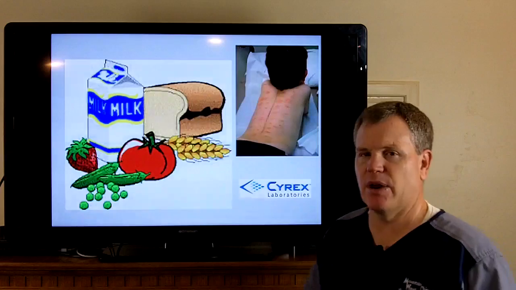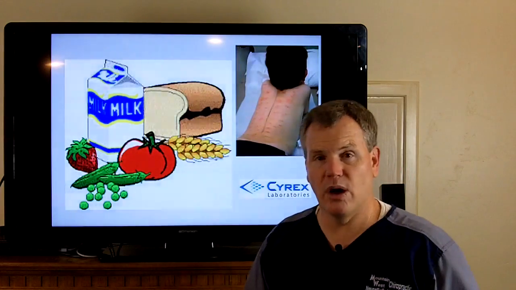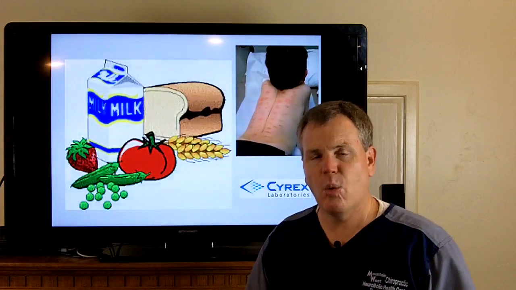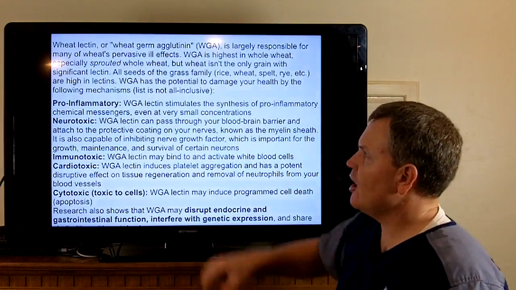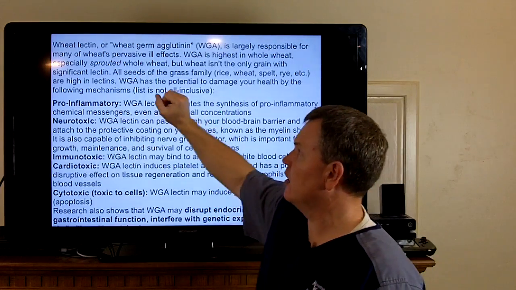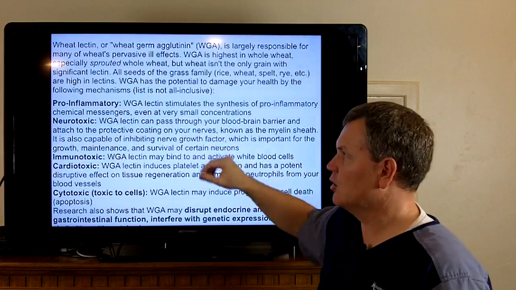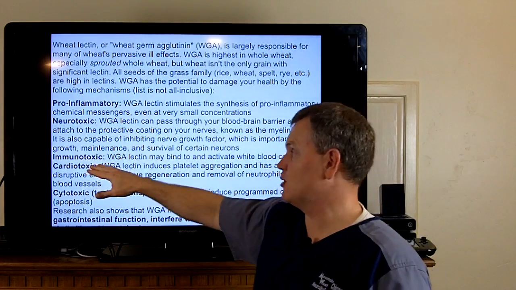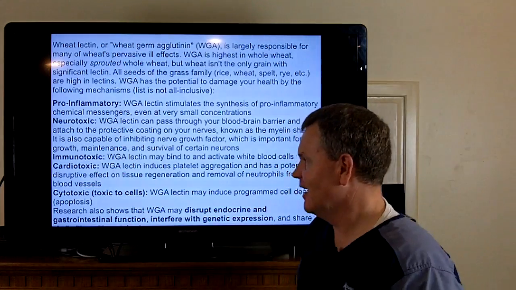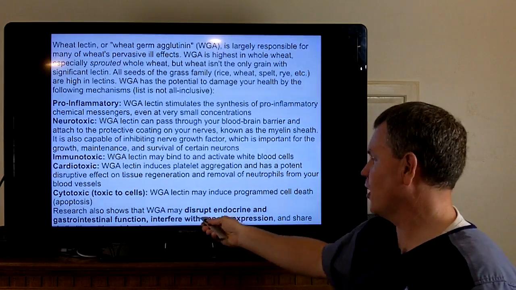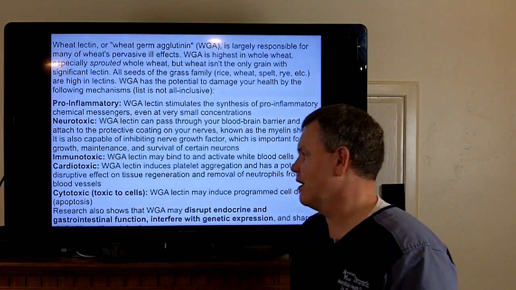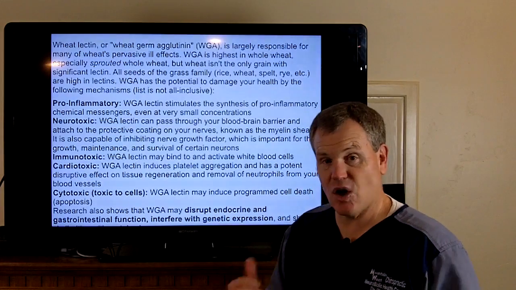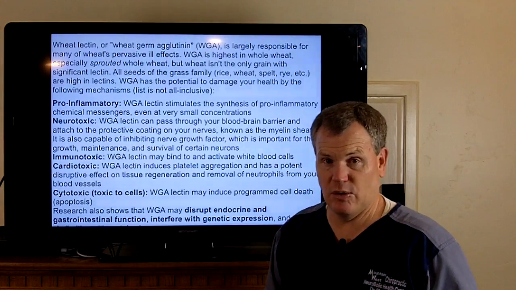And we use what is called a Cyrex lab. And that's the number one functional medicine lab in the country. Why? Well, you got to check for a lot of things. Like when we're checking for food sensitivity for gluten. Gluten can be very pro-inflammatory. It can be a neurotoxin. It can be immunotoxic, cardiotoxic, cytotoxic. It affects and disrupts the endocrine and gastrointestinal function, interfering with genetic expression. That's all just in the gluten molecule.